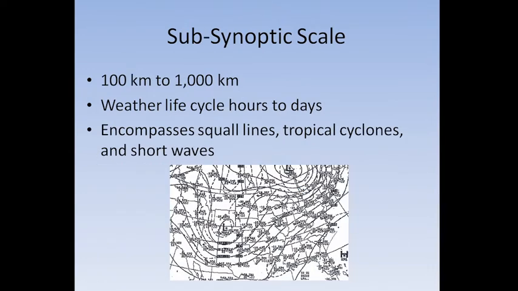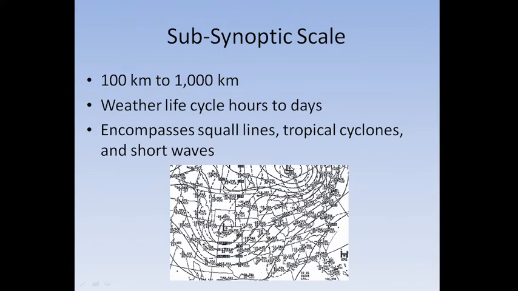Sub-synoptic scale is 100 kilometers to 1,000 kilometers. Weather life cycles are hours or days. So now you're zooming in on a certain quadrant of the United States, a certain area. Okay, we've got a low pressure system over Kansas. That low pressure system is only going to hang out there for maybe a couple days, or a day. It's going to continuously move to the northeast, depending on where the jet stream is, how the mid-level flow is going to steer that low.